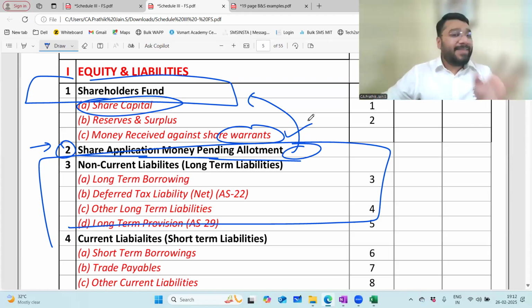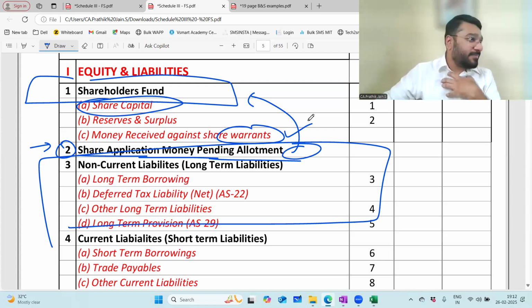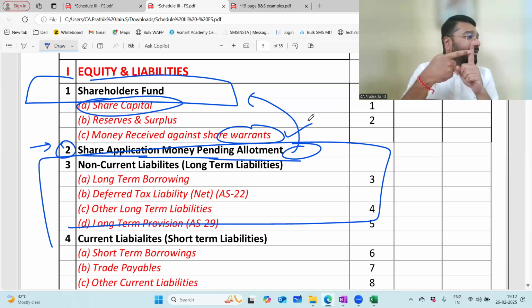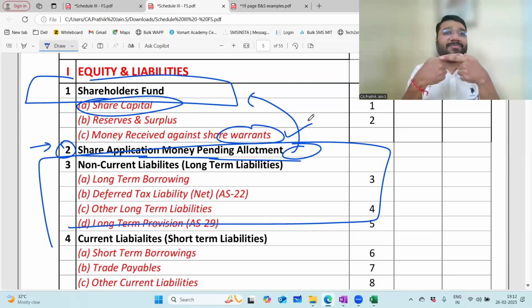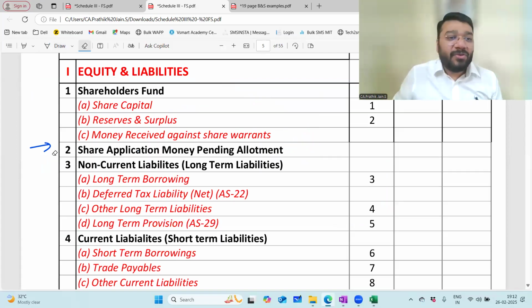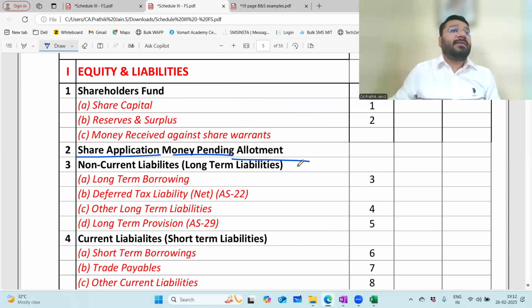Correct? No? In the same way, this is that format. 90%, 95%, 99% will try to understand the logic. But at some places, your logic will get a dashing car. You know what a dashing car is? Doom, doom, dishum. Correct? No? There we cannot question anything. Format, Govinda, oh Govinda. Am I loud and clear? You'll put this in a separate category called share application money pending allotment. No problem.